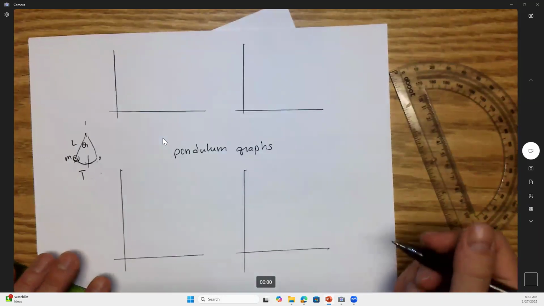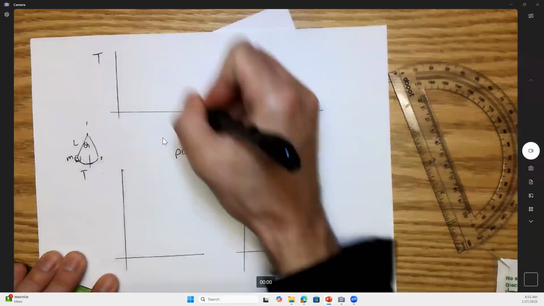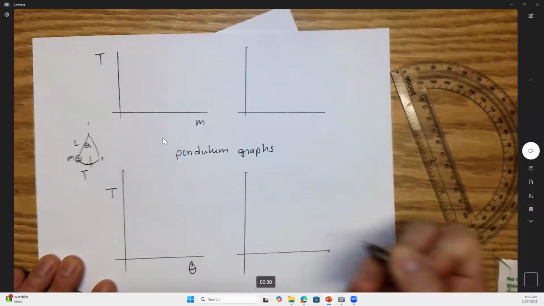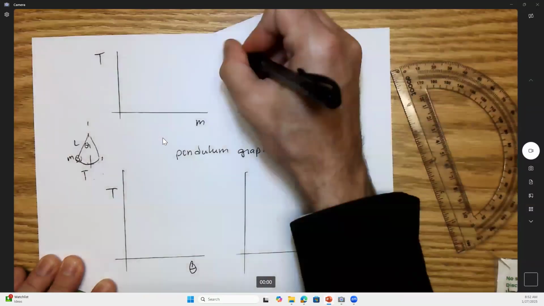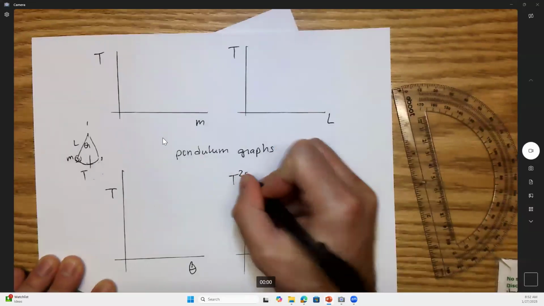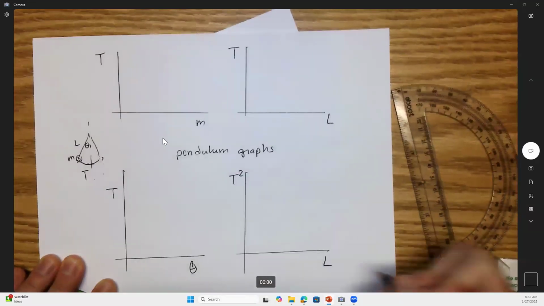All right, so let's do time period as a function of mass. Let's do time period as a function of starting angle, time period as a function of length. And I also had you do time period squared as a function of length.